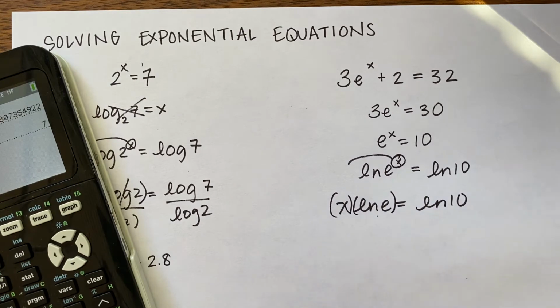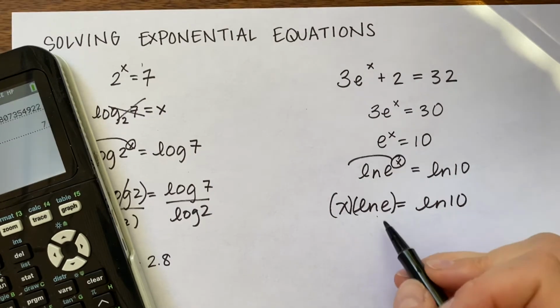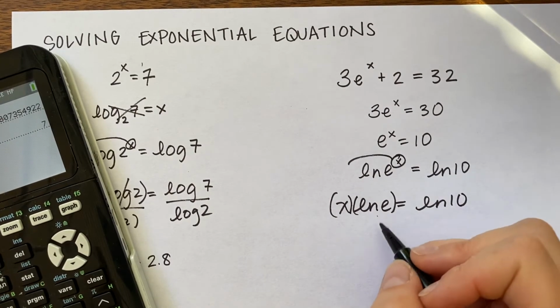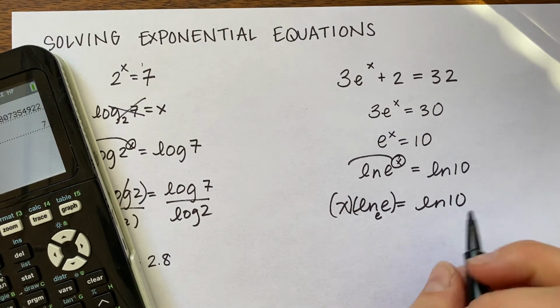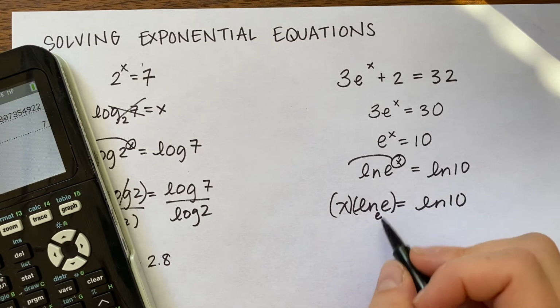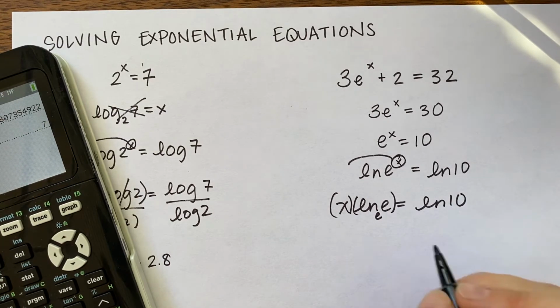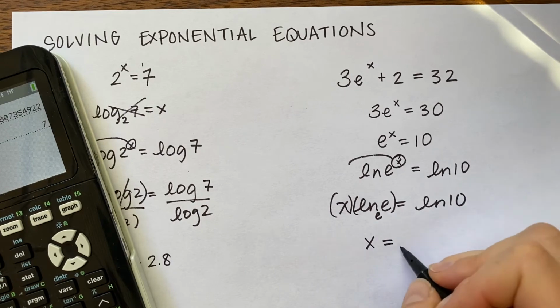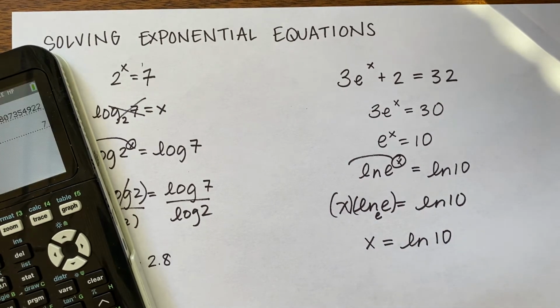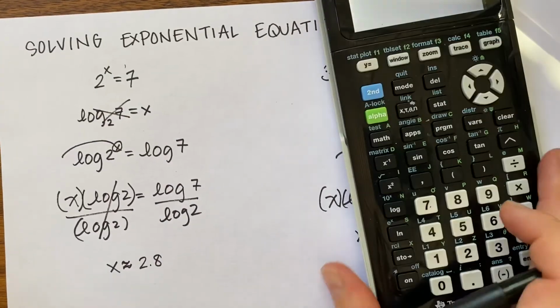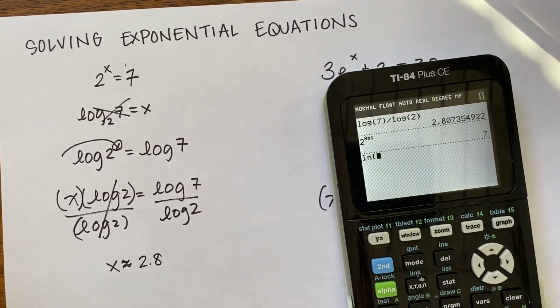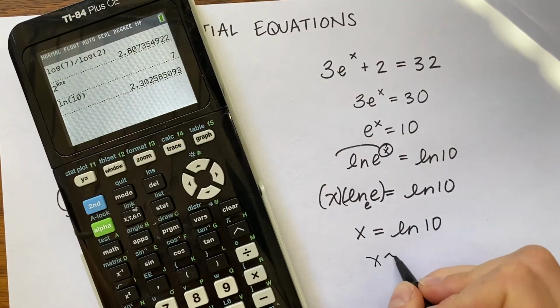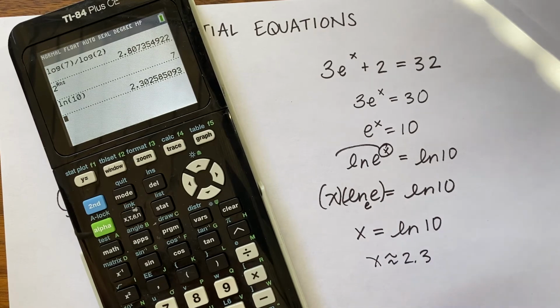Now, I could divide both sides by the natural log of e, but what is the natural log of e? What does that mean? e to what number is equal to e? e to the first power is equal to e, therefore the natural log of e is 1. x times 1, x, is equal to the natural log of 10. And I can go to my calculator. Notice that there is a natural log button. I press the natural log button, the natural log of 10, close the parenthesis, enter, x is approximately 2.3.